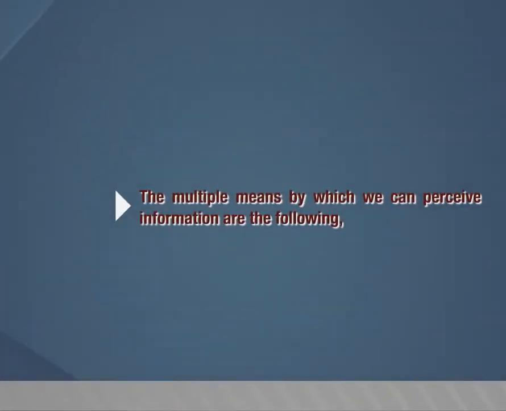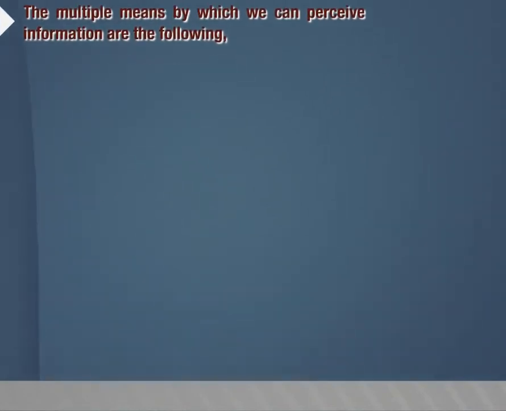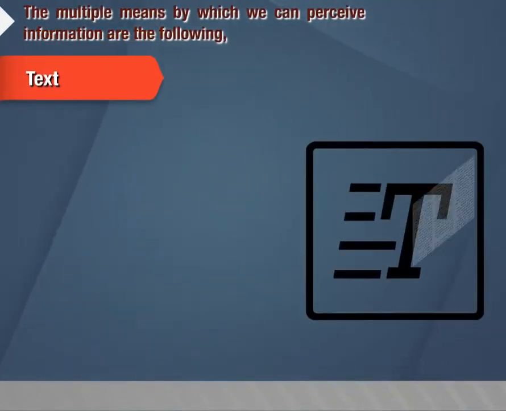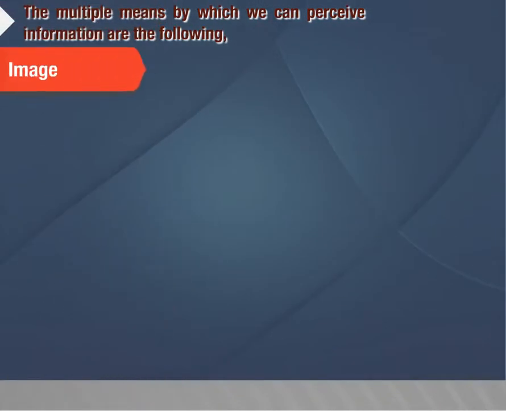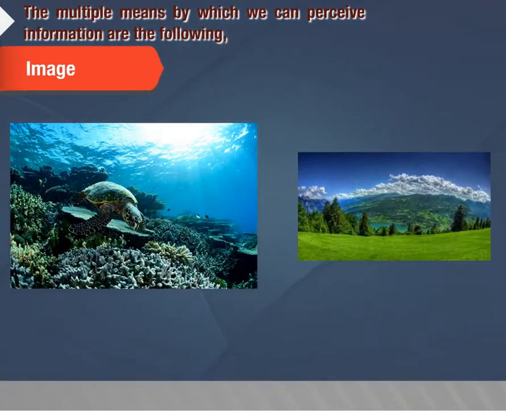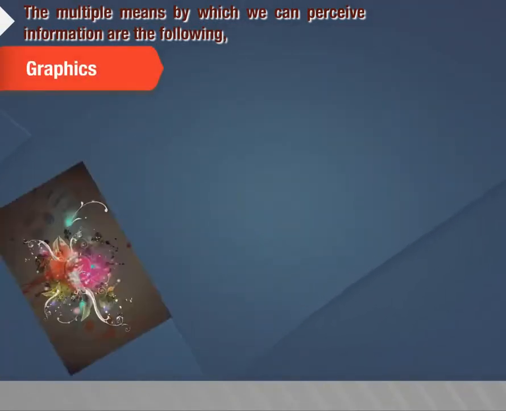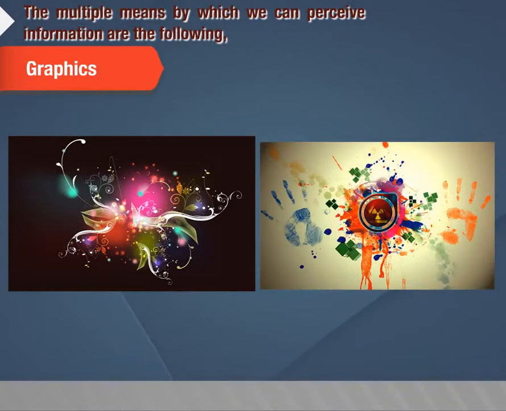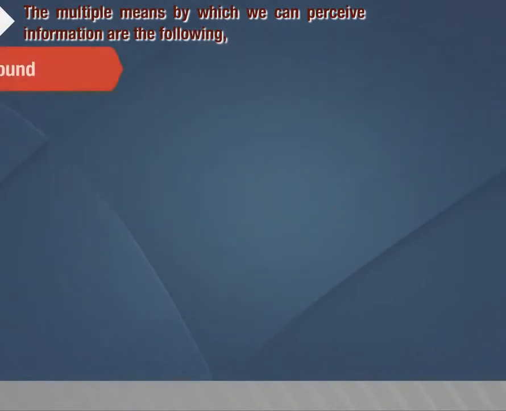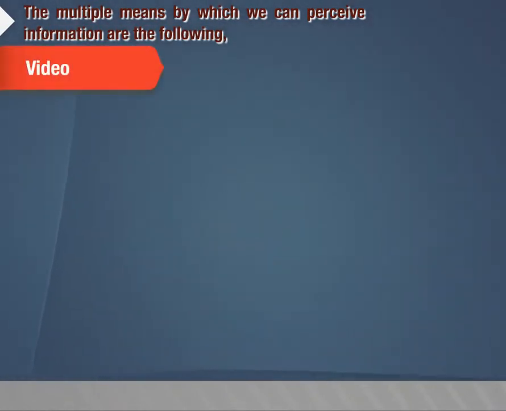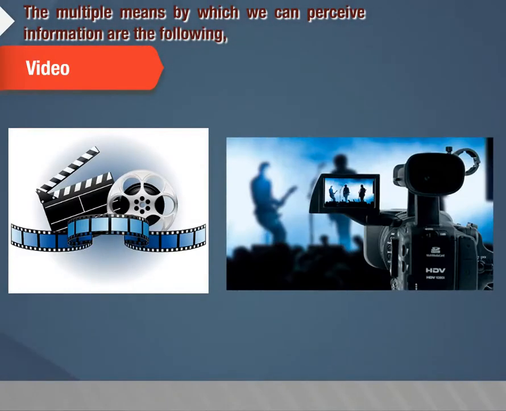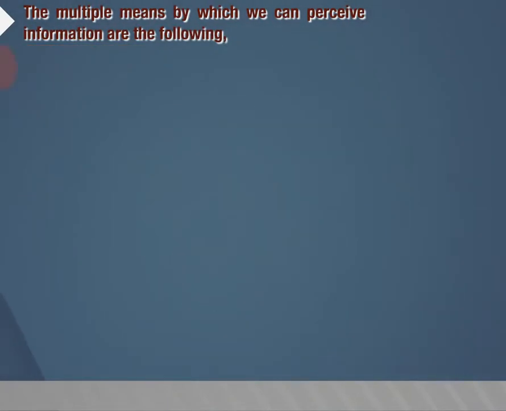The multiple means by which we can perceive information are the following: text, for example, book chapter, newspaper article; image, for example, photograph; graphics, for example, sketch, diagram; sound, for example, speech, music; video, for example, TV program, movie clip; animation, for example, animation clip.